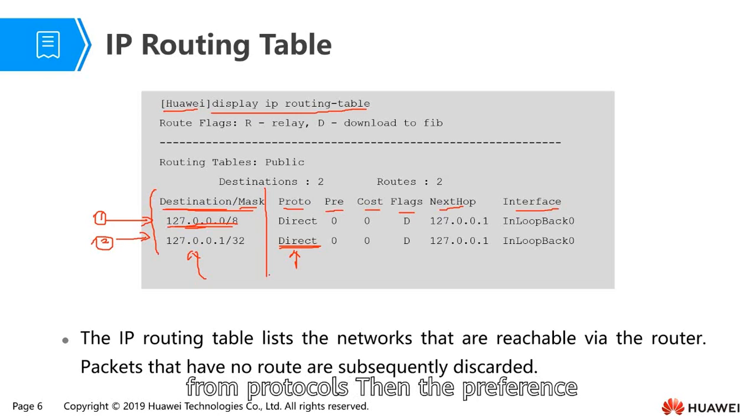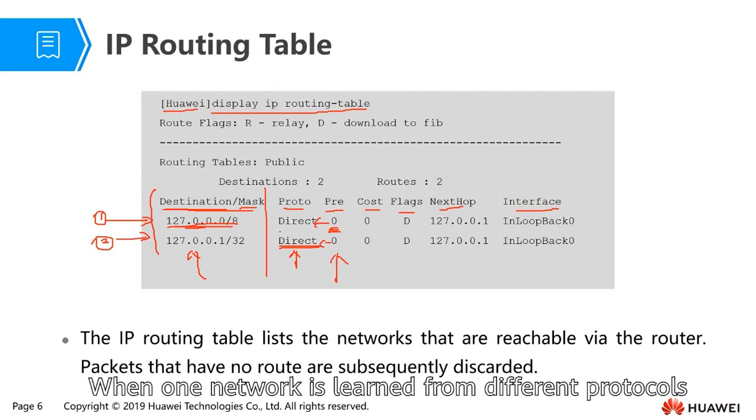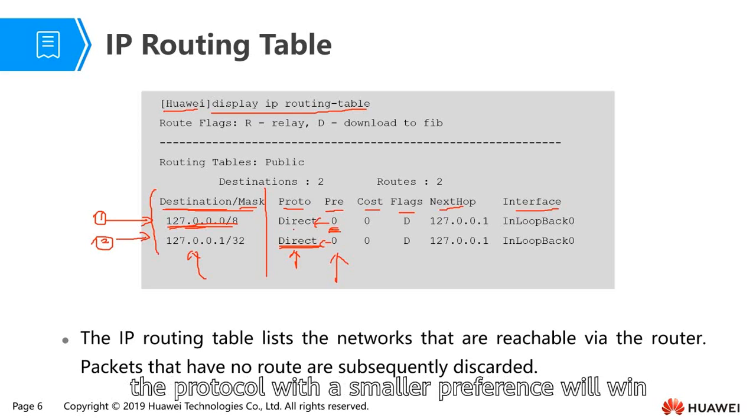Okay, and then the preference. The preference is binding to the protocol. The smaller value has the higher preference. And when one network is learned from different protocols, then the protocol with the smaller preference will win.